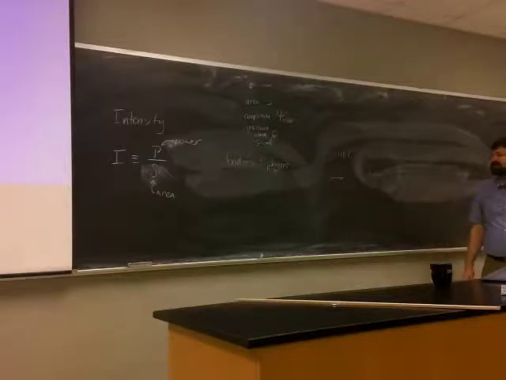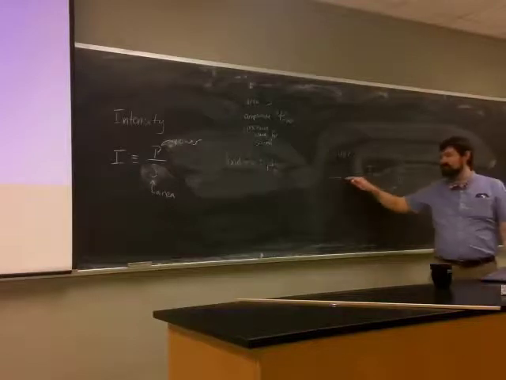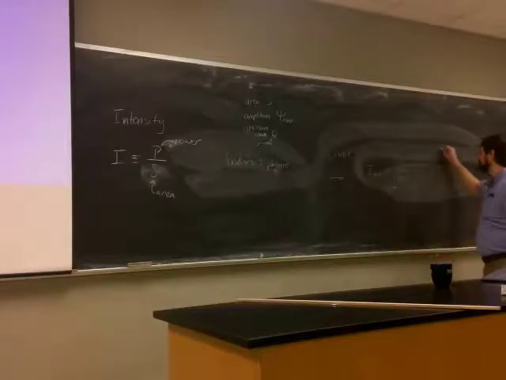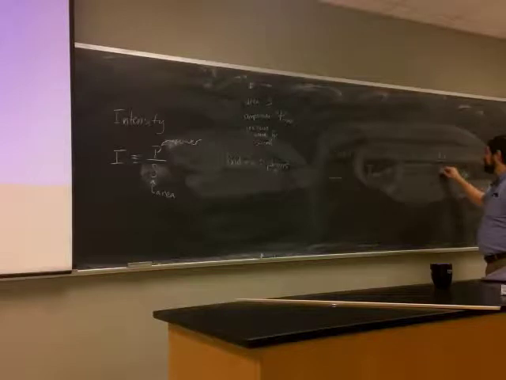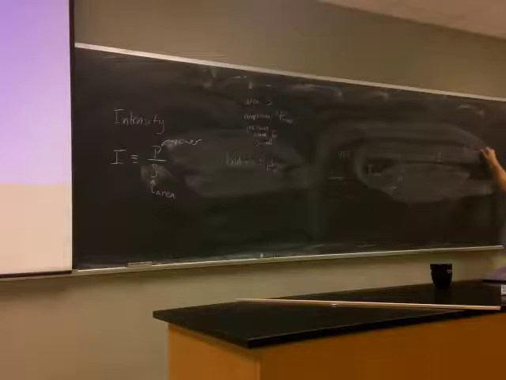This right here says if I want to compare the intensity at two distances from the source, I1 divided by I2, I'd have to divide these things. I'd have P1 over 4 pi R1 squared divided by P2 over 4 pi R2 squared.